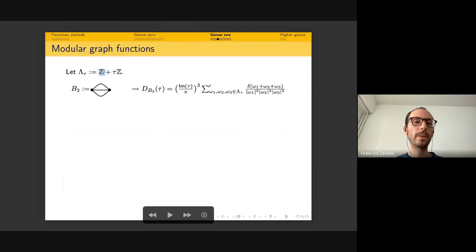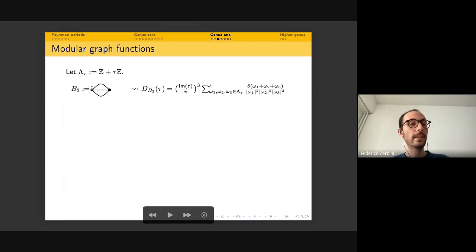So modular functions, of course, will be functions of tau, and tau lives in the upper half plane, and you define lambda tau to be the lattice Z plus tau Z. And then you define functions associated to graphs in a rather cumbersome way. So I think it's better to first fix a graph and explain to you how to associate the function to that graph, and then you can imagine how to do so in general.